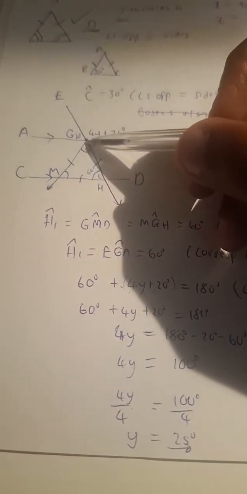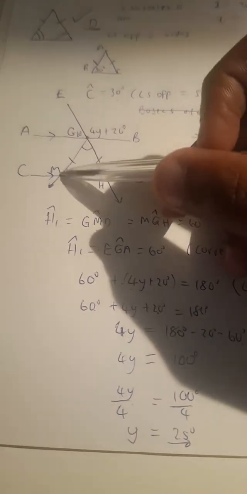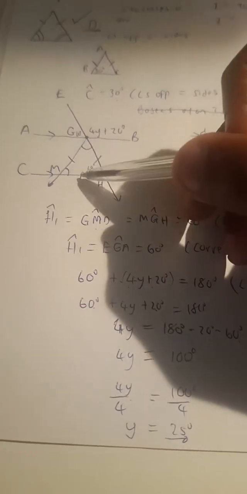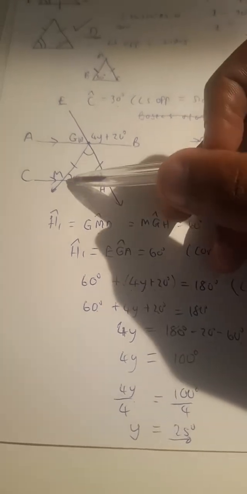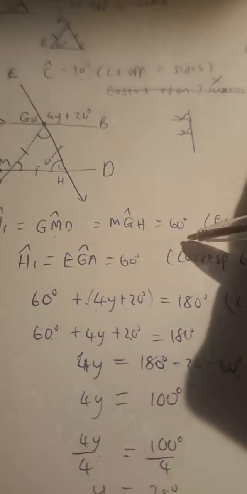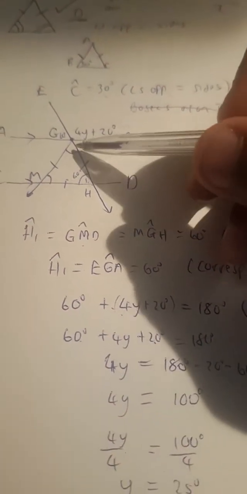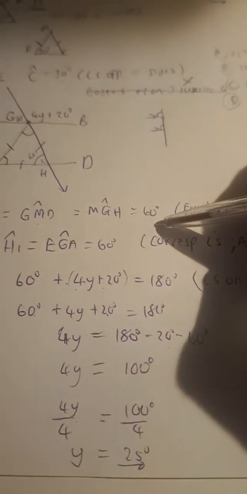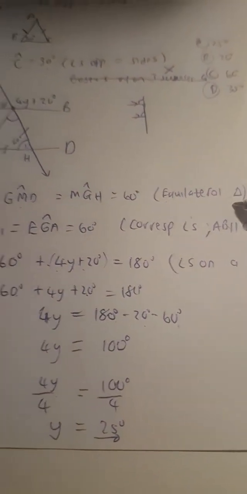It's because I was told that this triangle is an equilateral triangle. Triangle GMH is equilateral. This side is equal to that side is equal to that side. So we know that the angles are independently equal to what? 60 degrees. That's why I could say they are equal to 60, because for an equilateral triangle, all sides are equal and the three angles are individually equal to 60. So I say equilateral triangle is my reason.